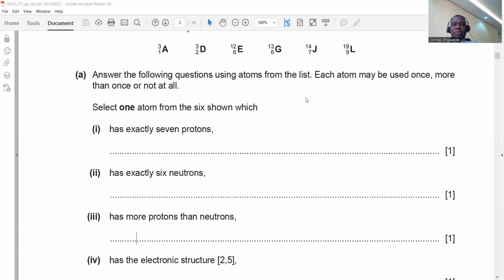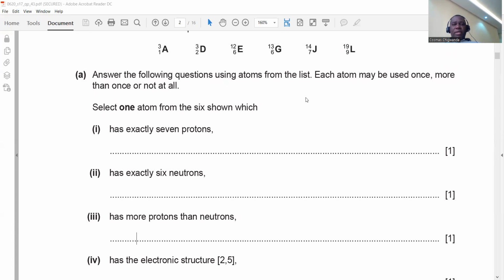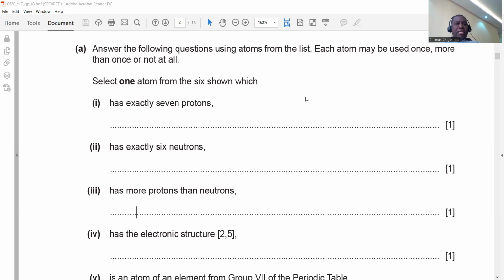So for this one, which is saying has electronic structure 2, 5, okay? Electronic structure 2, 5, we are going to have our answer as J. Okay, so our answer here is going to be J.